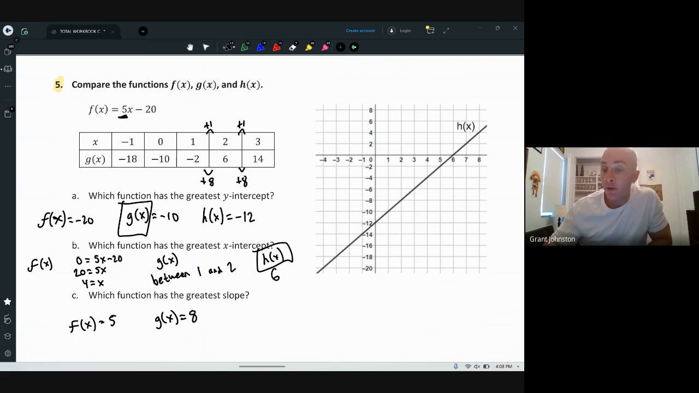Now for h of x, I'm going to do rise over run as well. I'm going to pick a couple points. Maybe I'll pick this, and then, quite frankly, I could pick a lot of these. I'll just pick this, I guess. It's going up. Now it's going by 2s here. It's going up 4, and then the run is 2. So 4 divided by 2 is 2. So for h of x, the slope is 2. So the greatest slope, g of x.